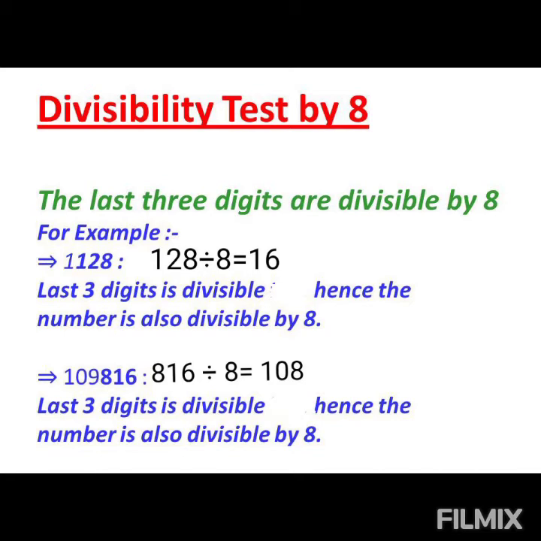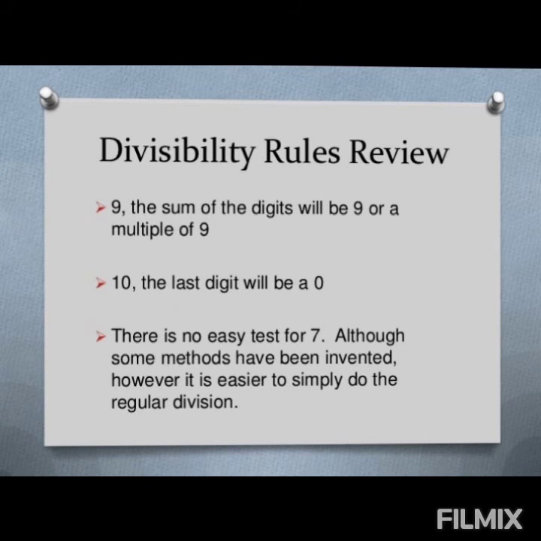So the given number, that is 1128, is also divisible by 8. Let us take one more example, 1,09,816. Again we will take the last 3 digits, that is 816, and divide it by 8. We will get 102. So it means that 816 is completely divisible by 8. So the given number, that is 1,09,816, is also divisible by 8.